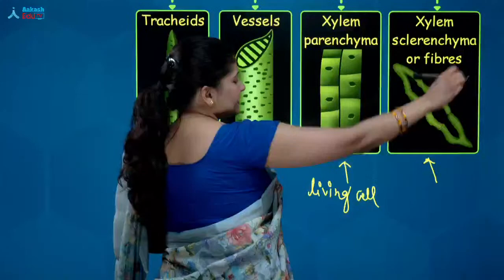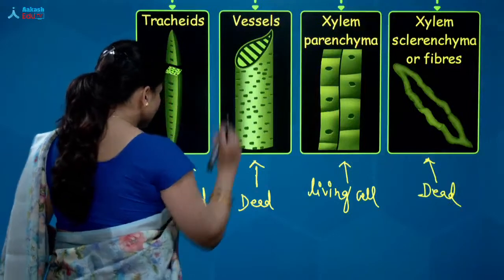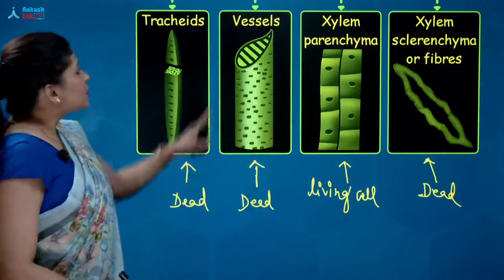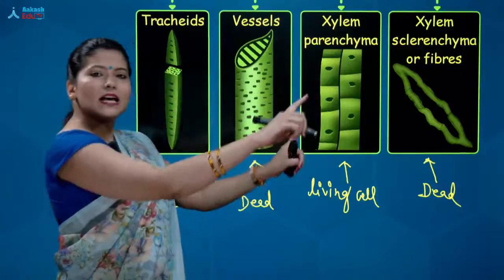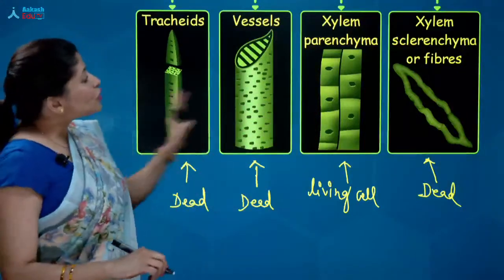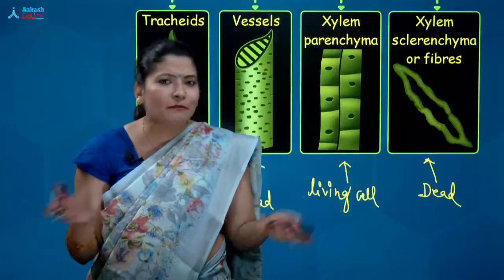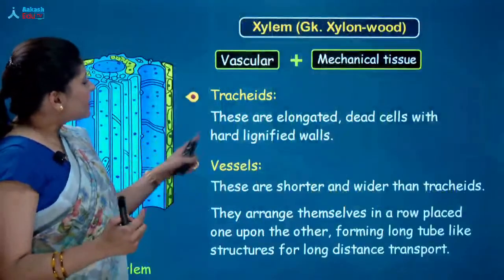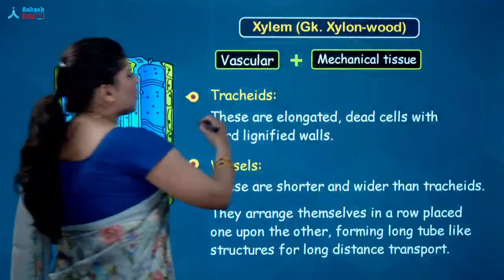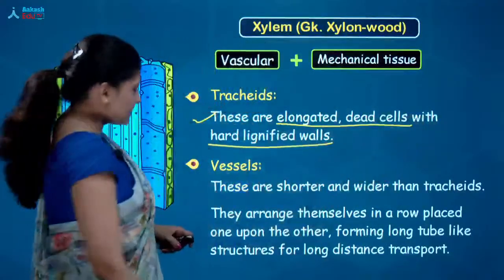All cells, how will these be? Dead. This one, dead. And here it is also a dead cell. So xylem parenchyma cells are the only living cells. The rest of our cells will be dead. So the majority composition of xylem is dead. Hence the function is mechanical strength, right? So the very first are tracheids. These are elongated dead cells with hard lignified walls.